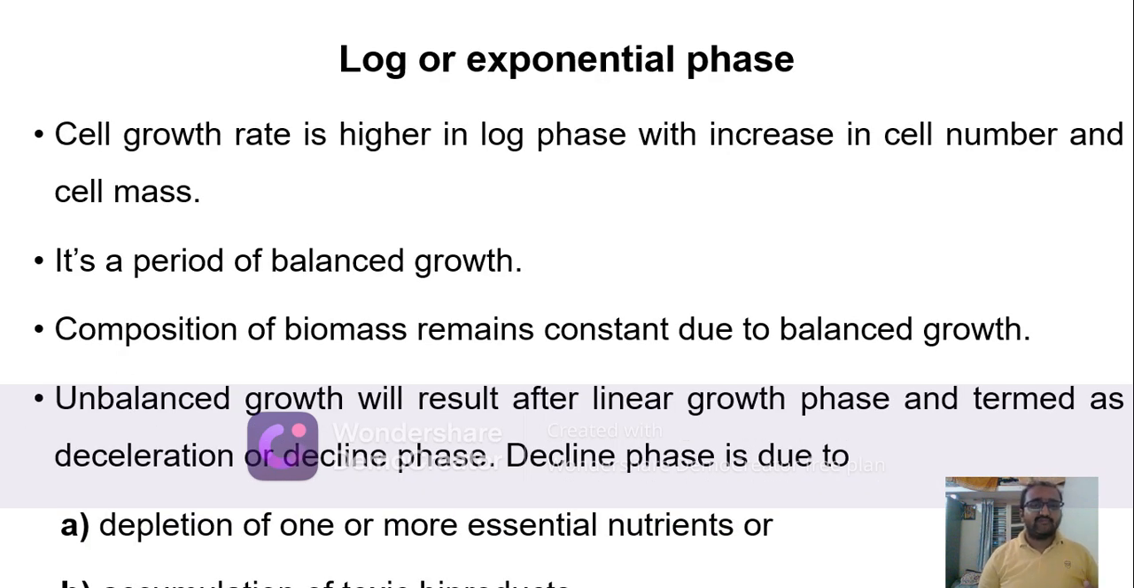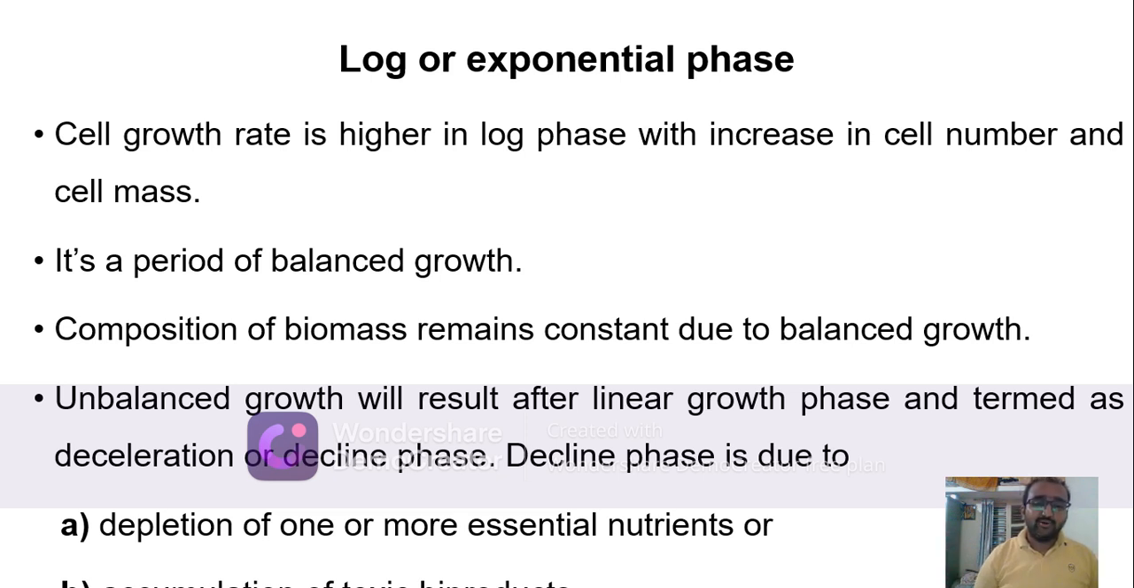The log phase is the exponential phase of growth. The cell growth rate is higher in the log phase, with an increase in cell number and cell mass. It is a period of balanced growth. Balanced growth means the cells take up nutrients and increase exponentially. The composition of biomass remains constant throughout the growth period.